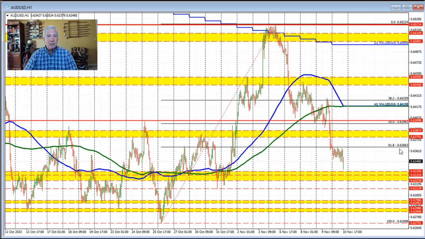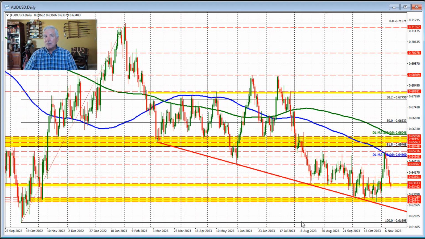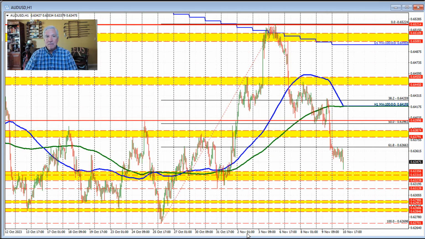Close risk comes in at 0.6366, which is just above the 63 level that we saw right here off of the daily chart. So 63 and 66, pretty much the same level. So that's going to be our close risk on the top side here for the Aussie versus US dollar.